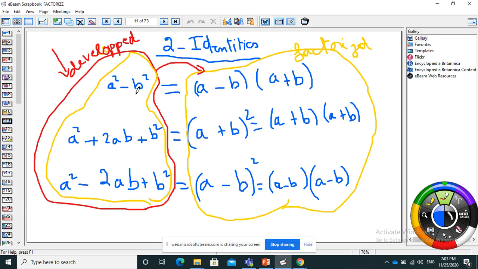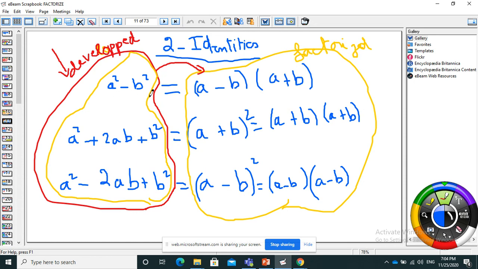I can have x squared minus b squared, a minus b times a plus b. I can have three terms like this, a squared plus 2ab plus b squared, and the factorized form is a plus b squared, meaning a plus b times a plus b. And I can have a squared minus 2ab plus b squared. The factorized form is a minus b squared, so it's a minus b, a minus b. And I need to be careful all the time.